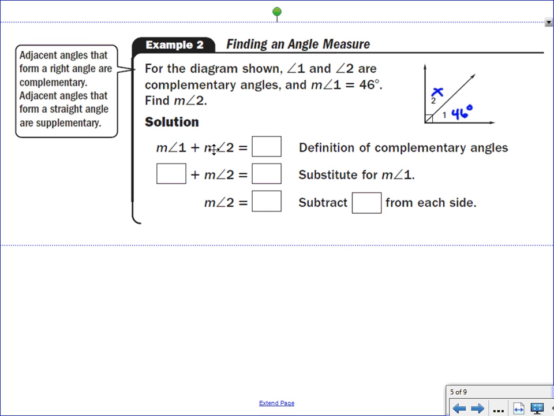Since the measure of angle 1 plus the measure of angle 2 has to equal 90 degrees, we can figure this out. We know that the measure of angle 1 is 46 degrees, and adding them together needs to be 90 degrees. So subtract the 46 from the 90, and we get that the measure of angle 2 is 44 degrees.